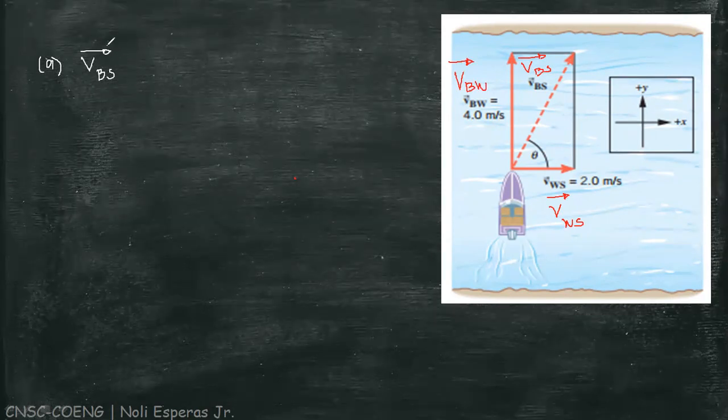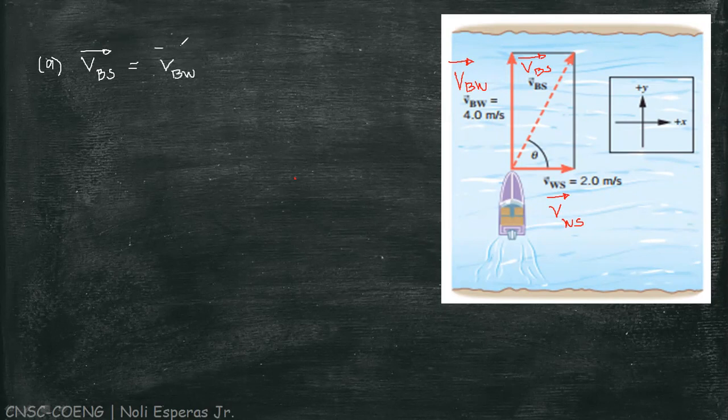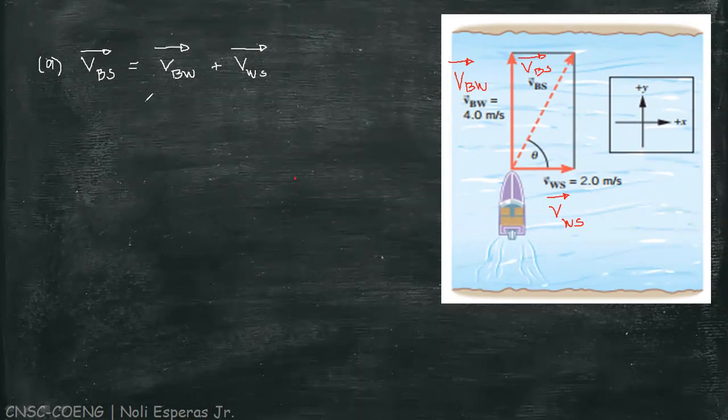So using the formula as illustrated in the last slide, we can say that the velocity of the boat relative to the shore is equal to the velocity of the boat relative to the water plus the velocity of the water relative to the shore. And as given, the velocity of the boat relative to the water is equal to 4 meters per second.